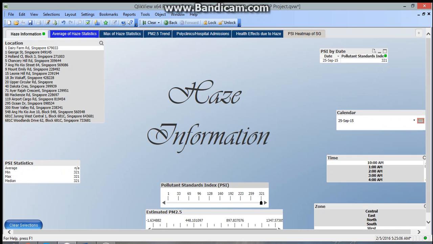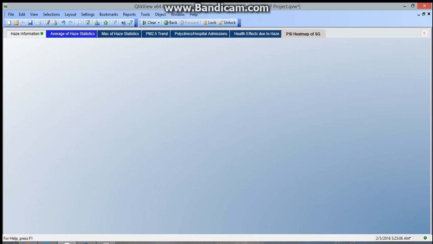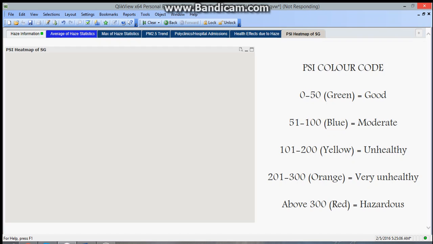Let's say this user is looking at 25th September 2015, and he wants to see if the PSI actually reaches 321, which is the highest, very hazardous. So he will go over to the heat map, and since he doesn't really know what's happening, I put the PSI color code right there so that he can understand what the PSI color code is.